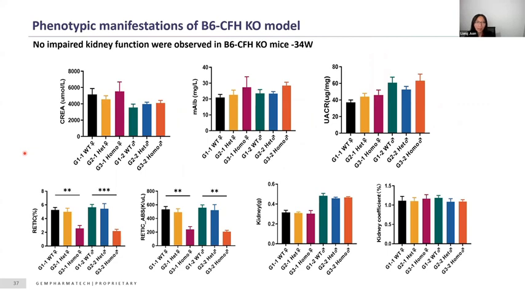In this model, we observed the decreased C3 plasma level, which is very similar to the manifestations that have been observed in C3G patients. But it seems there is no impaired kidney function observed in B6 CFH KO mice, since we do not observe the change of the UCA and albumin in urine even at 34 weeks.